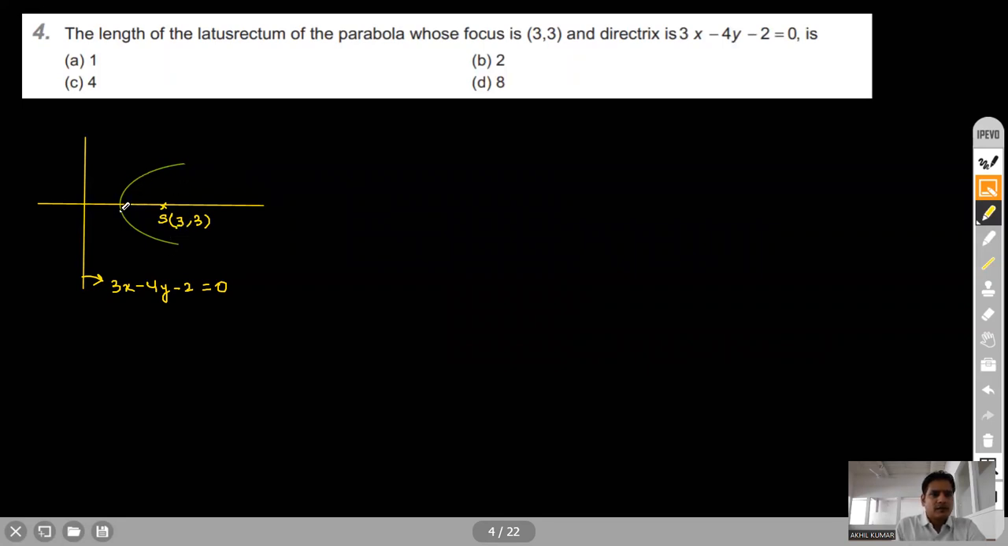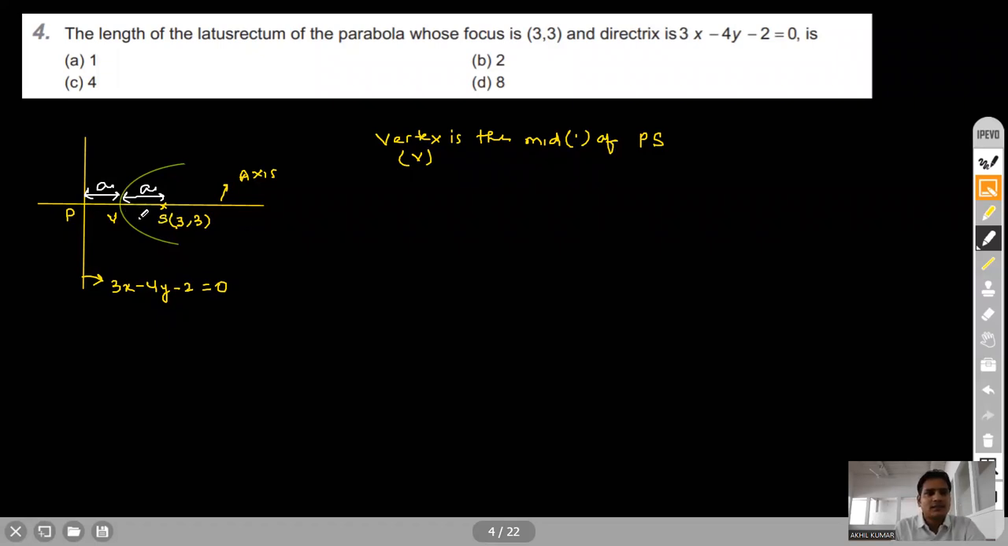So in a parabola, this is our vertex, and this is our axis of the parabola. Let me call the intersection point of the axis and the directrix as P. So basically the vertex V is the midpoint of PS. And what is this distance? If you observe, this distance is a, and this distance is also a.